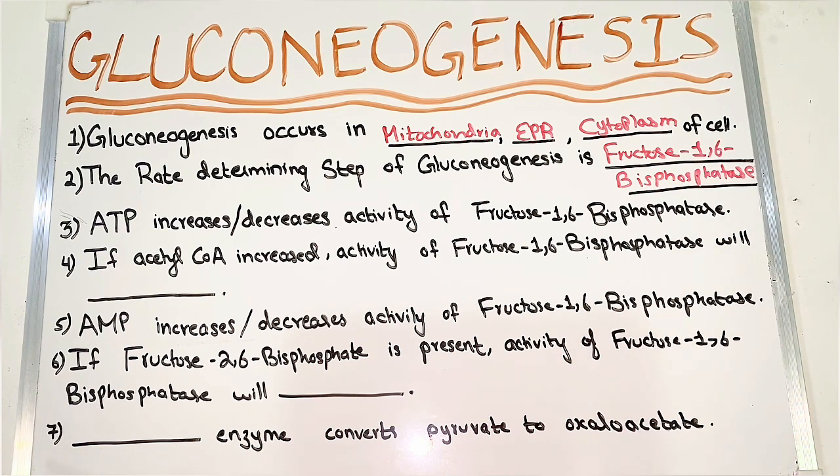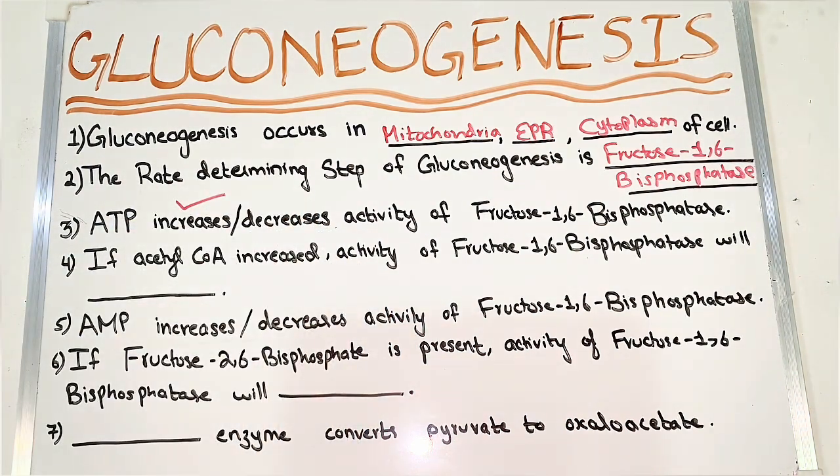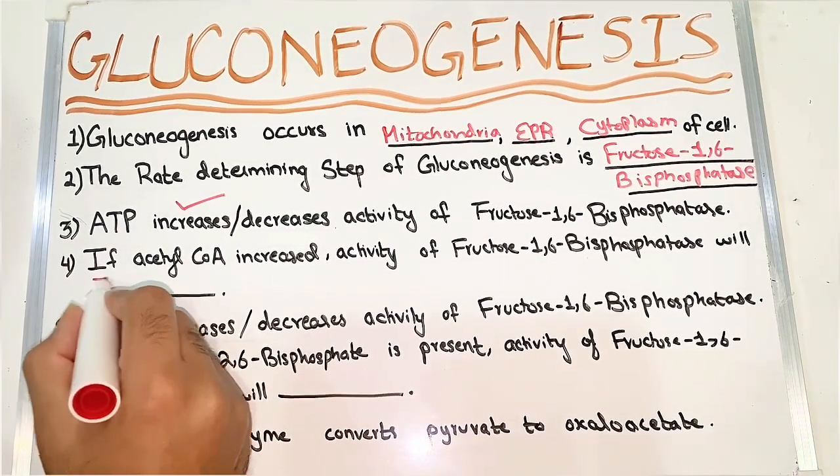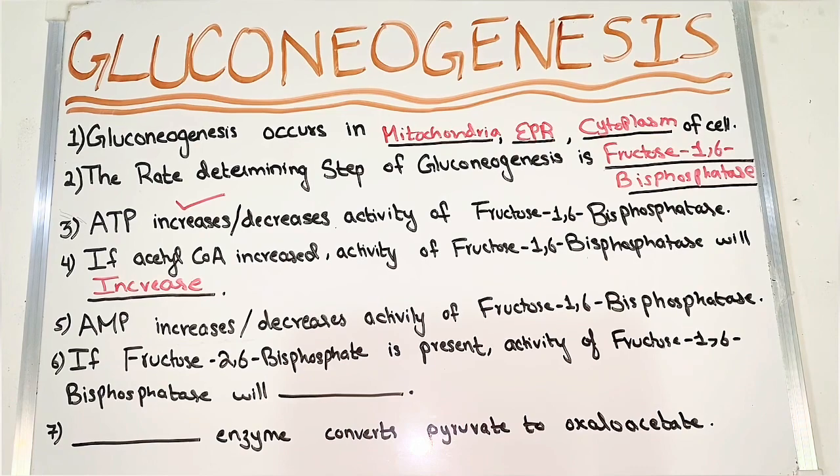Now we will see some questions regarding fructose 1,6-bisphosphatase. ATP will increase its activity, because when there is more ATP, less glycolysis will happen, so less glucose will remain in the body. To fulfill the glucose level, gluconeogenesis will happen. So ATP will increase fructose 1,6-bisphosphatase availability. The fourth question is, if acetyl-CoA increases, then the activity of fructose 1,6-bisphosphatase will also increase. There are two other questions regarding fructose 1,6-bisphosphatase activity.